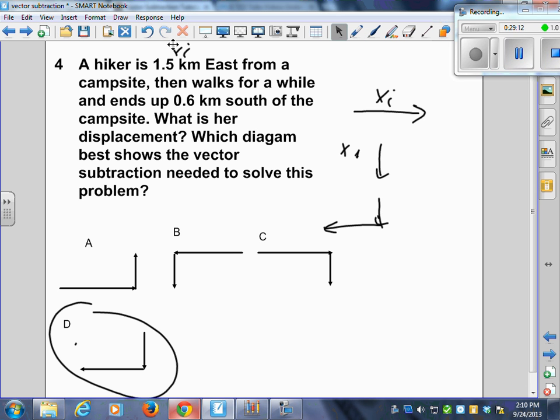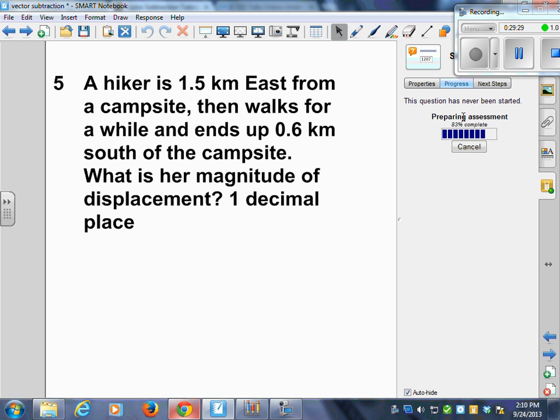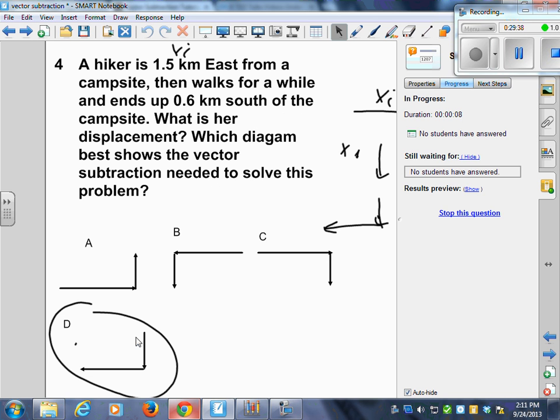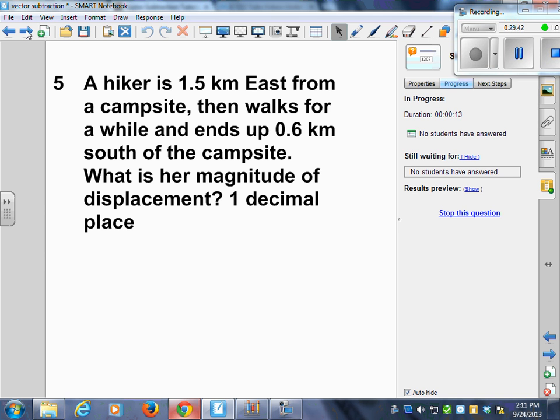Now, would you agree or disagree that reading's going to be pretty important here? Yeah, I think so. Okay, I hope you got that question written down, because now I'm going to ask you the same thing, except what's the magnitude of the displacement? How far are they from where they started? You have to actually type in a number correctly rounded to 1 decimal place.